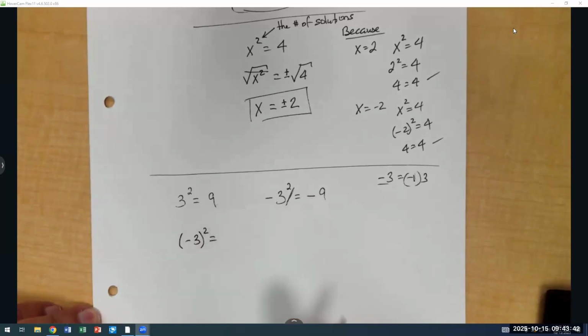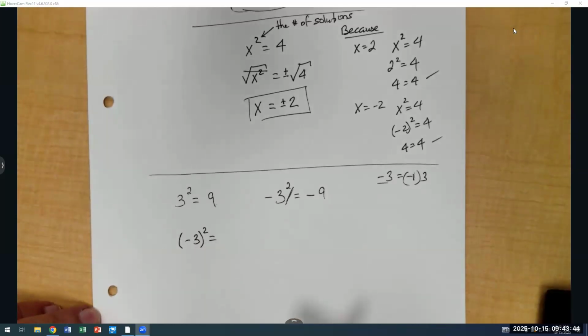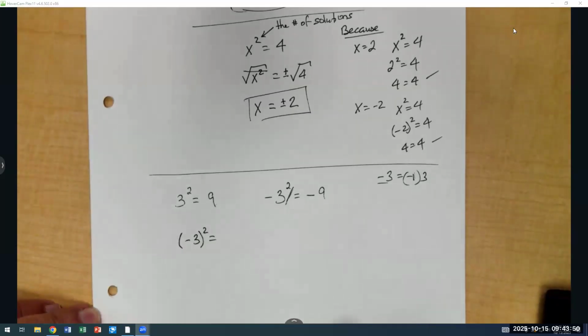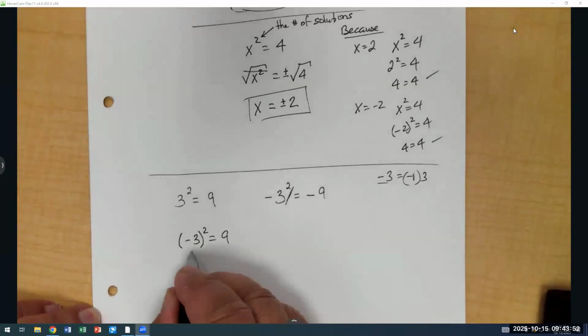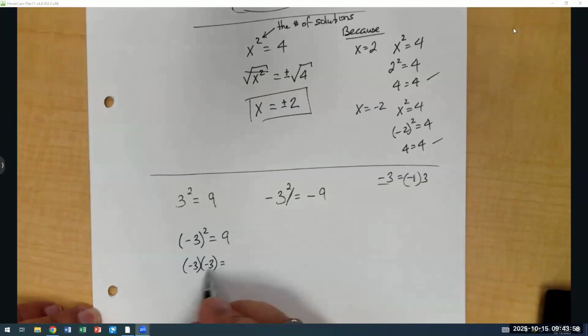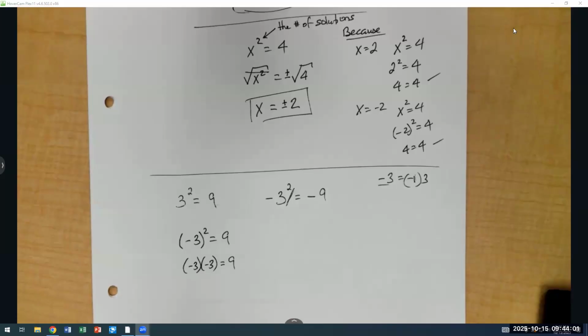Negative 3 squared is positive 9, because what this says is negative 3 times negative 3. Negative times negative is a positive. 3 times 3 is 9.